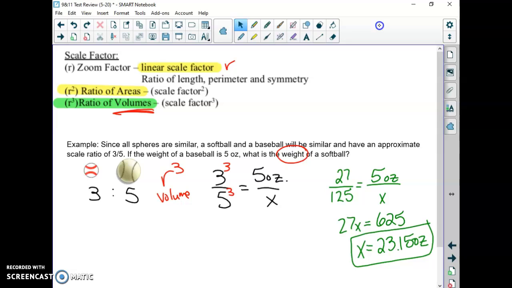Be aware. Are we dealing with area? Do I need to square my scale factor? Or am I dealing with volume where I need to cube my scale factor? So read the problems carefully and set up your proportions and solve them that way.